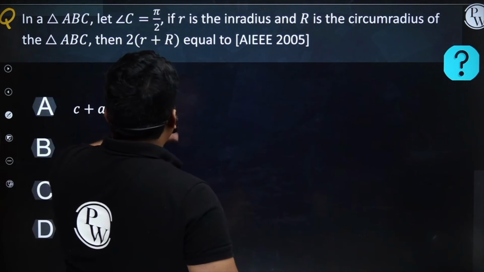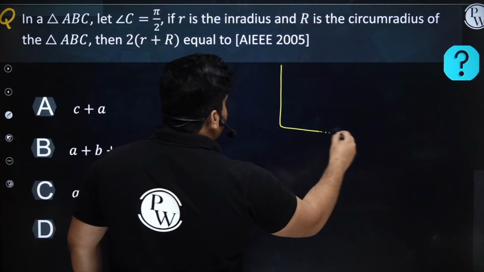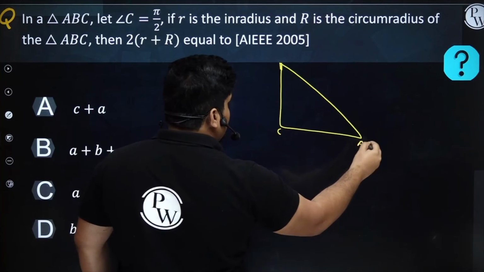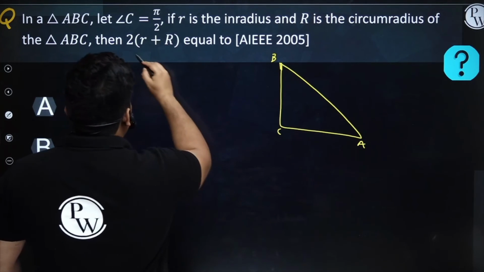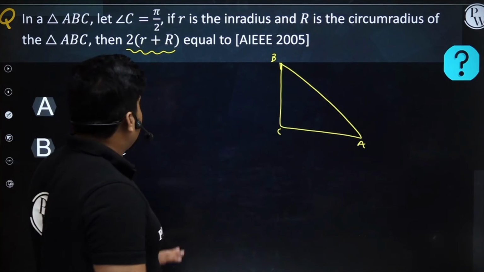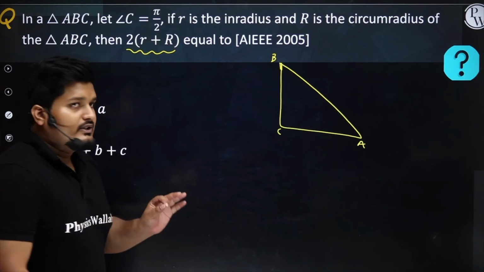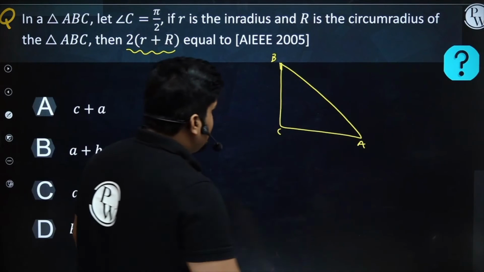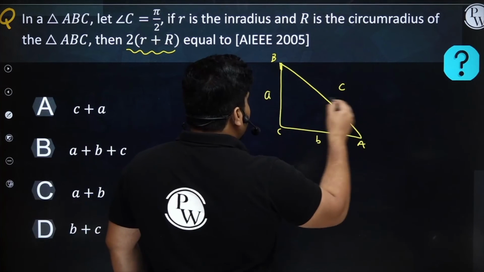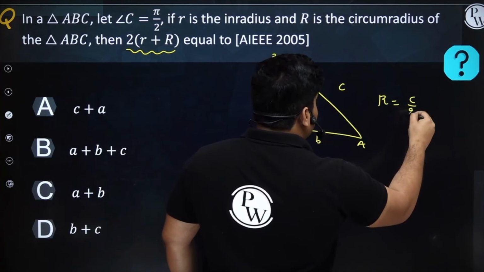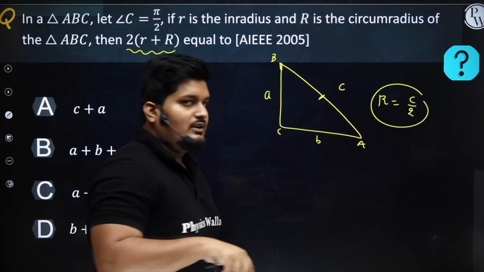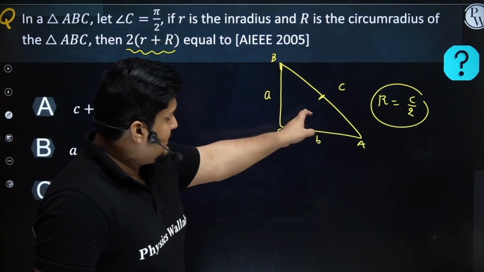Triangle ABC, let's say angle C is pi by 2. It is asking what is twice of R plus r, in terms of sides. To find twice of R plus r, this is length c, this is length b, this is length a. So R is what? c by 2. The circumradius is the midpoint of the hypotenuse in case of a right angle triangle. So circumradius is c by 2.